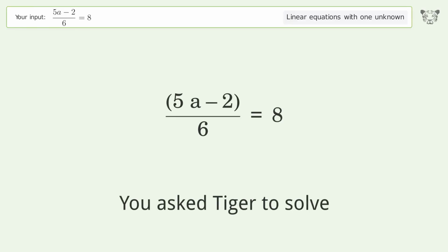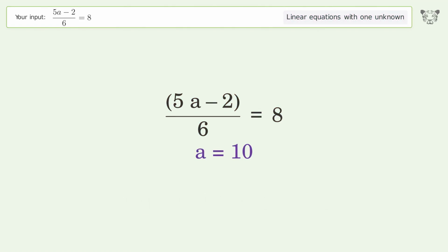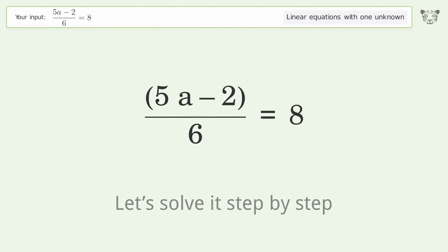You ask Tiger to solve this. It deals with linear equations with one unknown. The final result is a equals 10. Let's solve it step by step.